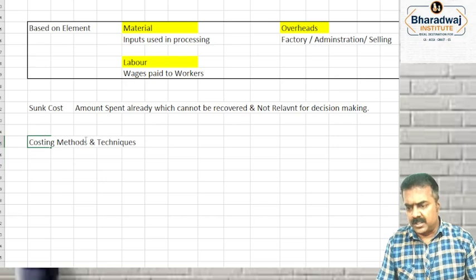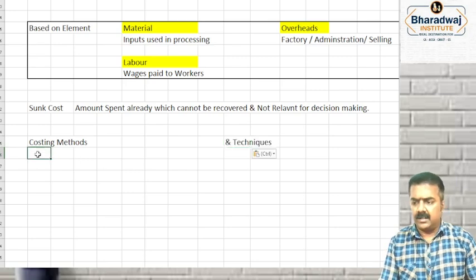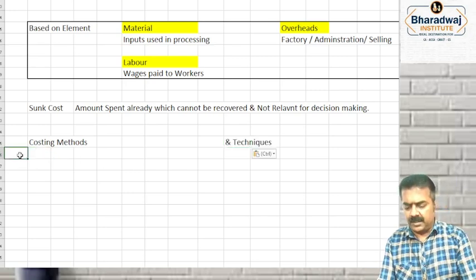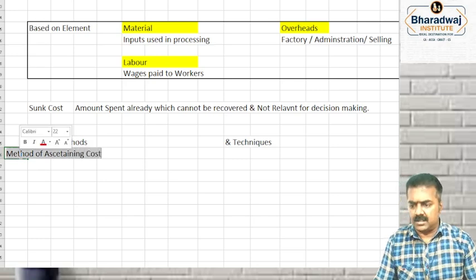Okay. There are two words. One is costing method, another one is costing technique. What is a costing method? Simple. Method of ascertaining cost. How to calculate the cost?